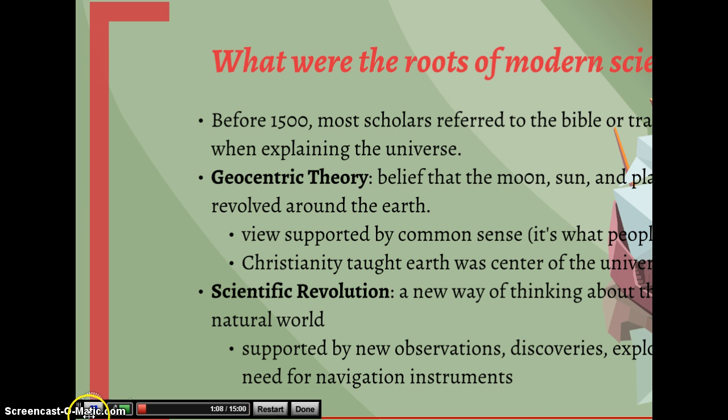So eventually this led to the scientific revolution, a new way of thinking about the natural world, which was supported by new observations, discoveries, and explorers, and their need for navigational instruments. For example, navigators needed instruments to see where they were going in different locations, instruments like compasses. And these explorers, by traveling, also gained new ideas. And so that was another part of the discovery process, is that people started to see new things, discover new parts of nature, and realize that there was maybe a little bit more to the universe than what they originally thought.